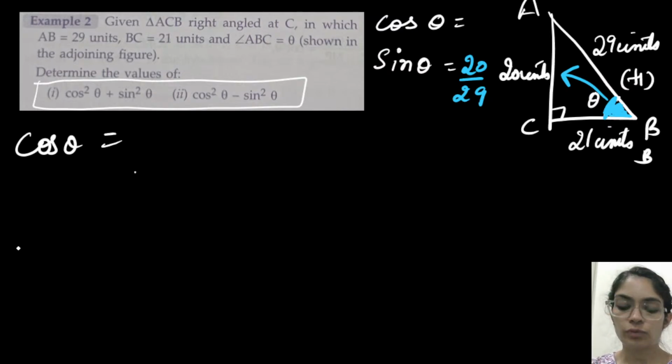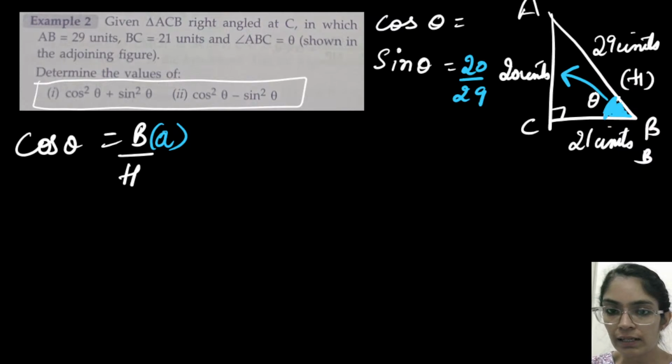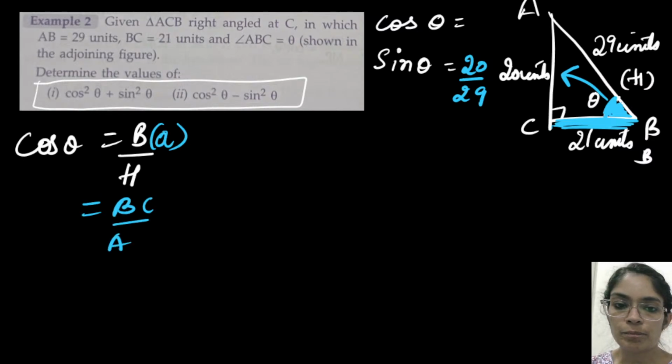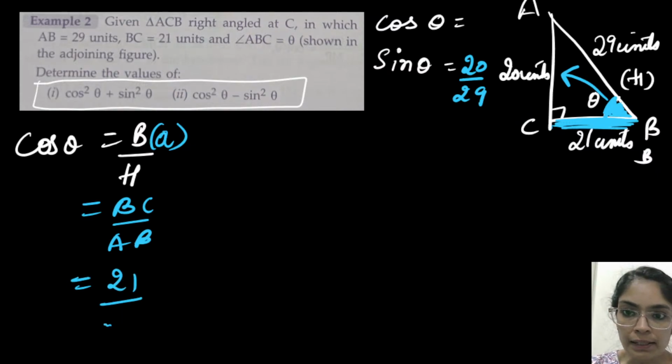So cos theta's formula is base by hypotenuse. Base, whenever we are seeing with respect to that angle, is the adjacent side, the side which is in contact with that angle. So here with respect to angle B, this side BC is in contact. So that means it is BC by AB. BC's value is 21 and AB is 29. So this is 21 by 29.